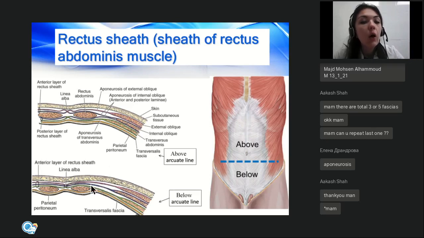Below the arcuate line, all three aponeuroses, external oblique, internal oblique, and transverse abdominis muscle, all three form the anterior wall of the rectus sheath, and only the transverse fascia and peritoneum are left behind. If we compare the thickness of aponeurosis with fascia and peritoneum, the aponeuroses are definitely much thicker. That's why the posterior wall of the rectus sheath below the arcuate line is very thin, and it is considered to be a weak place of the abdomen.